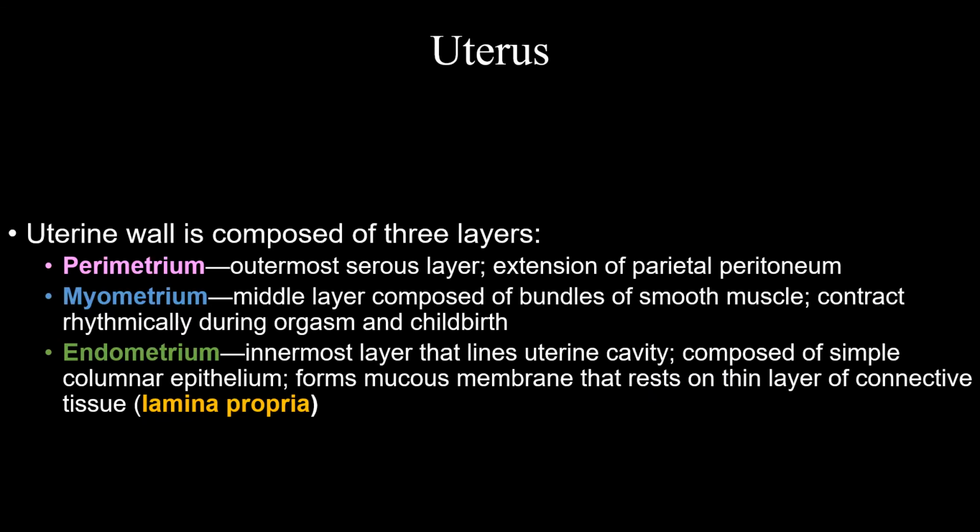And the wall of the uterus is composed of three layers. There's the perimetrium as the outermost serous layer, which is also an extension of the parietal peritoneum. You have the myometrium, which is the thick middle layer composed of bundles of smooth muscle. This will contract rhythmically during orgasm and during childbirth to expel the fetus from the mother's body, and in some women to a lesser degree during the menstrual cycle. And the innermost endometrium lines the uterine cavity and is a mucous membrane composed of simple columnar epithelial cells on a layer of connective tissue called the lamina propria.